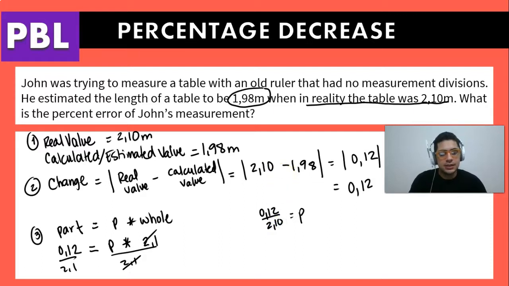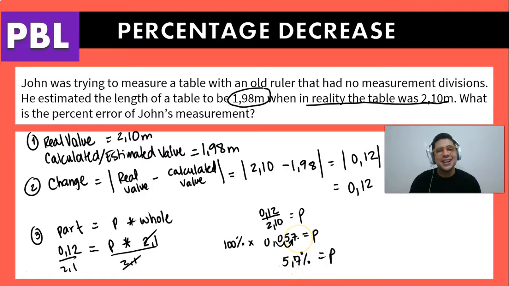So 0.12 divided by 2.1 is going to be 0.057. Now, if we want to write that down as a percentage, we're going to multiply by 100%. And remember, guys, whenever we multiply by 100%, we have to move the comma 2 spaces to the right. So that means that the percentage is going to be 5.7%. And that is how you find the percentage error in this type of situations, guys.